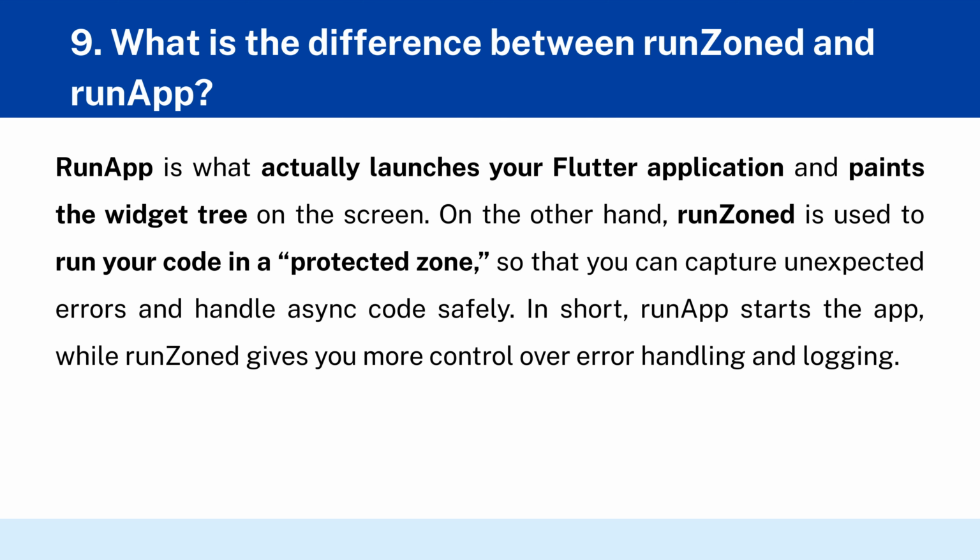What is the difference between runZoned and runApp? runApp is what actually launches your Flutter application and paints the widget tree on the screen. On the other hand, runZoned is used to run your code in a protected zone, so that you can capture unexpected errors and handle async code safely. In short, runApp starts the app, while runZoned gives you more control over error handling and logging.